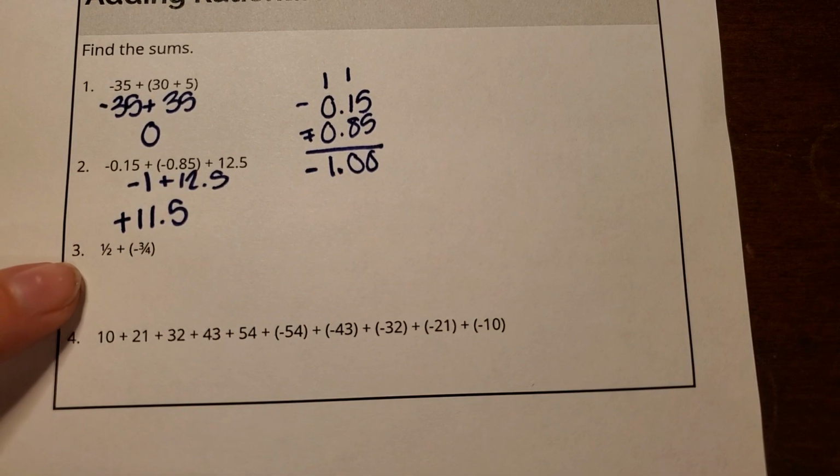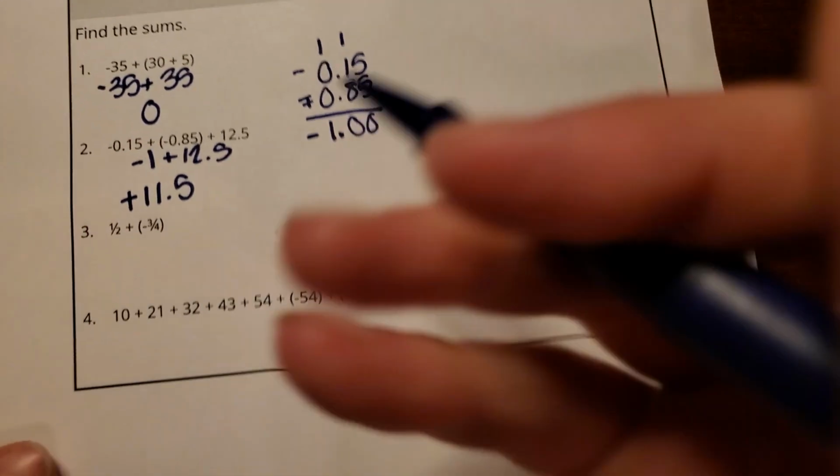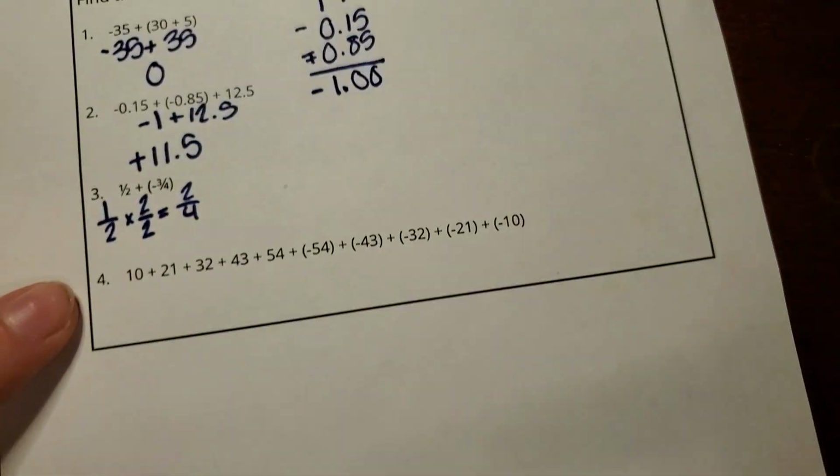Before we do anything, before we think about anything, 1/2 we're going to make into 2/4. Why 2/4? Well, 2 times 2 is 4. So I'm going to take a half, and I'm going to multiply both the top and the bottom by 2, giving us 2/4. Now we have the same denominator, the same bottom number.